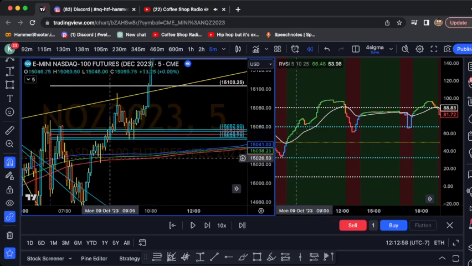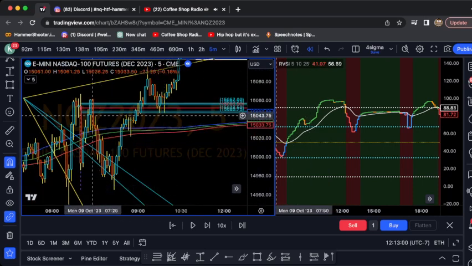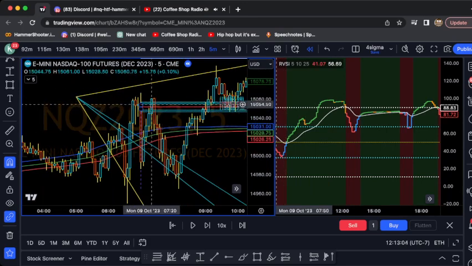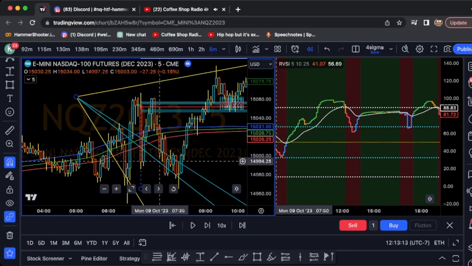Wait, am I tripping? 7 o'clock? Yeah, right here. So right here, 7 o'clock, we break up and then we sell off. So now you can go short. Here's the dip buy opportunity, long here, set your stop.